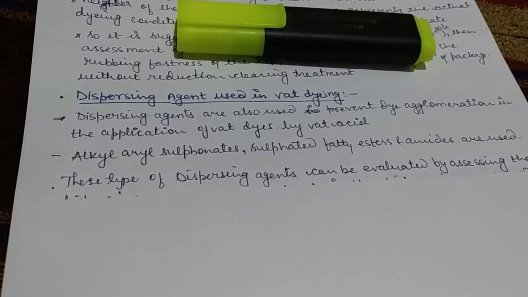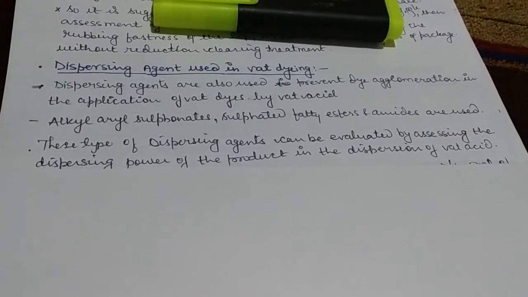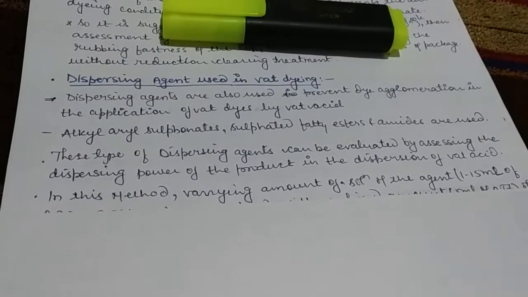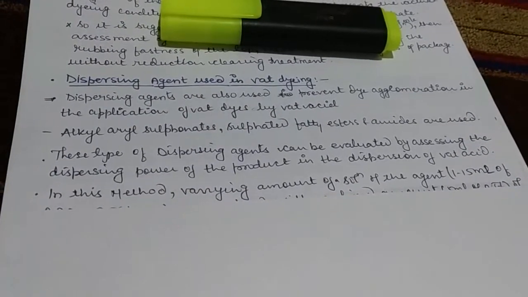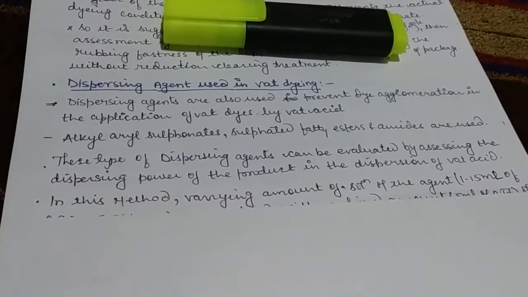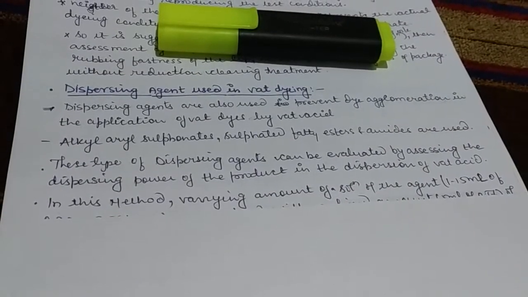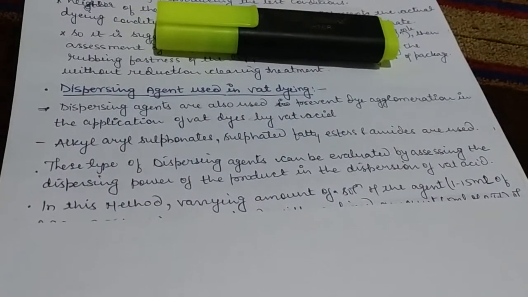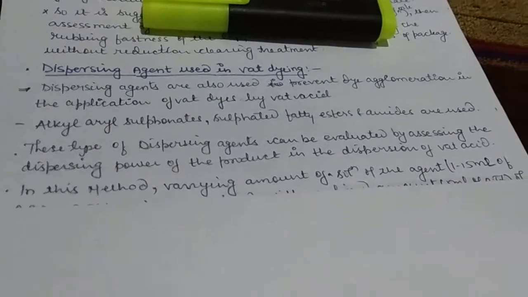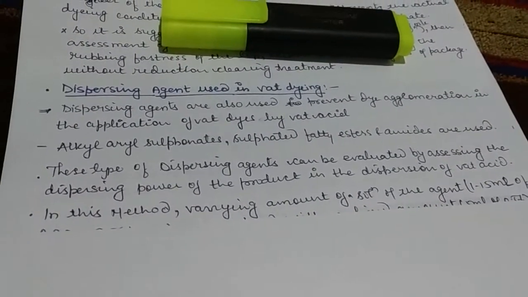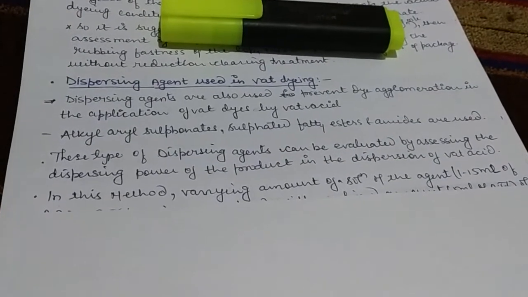These types of dispersing agent can be evaluated by assessing the dispersing power of the product in the dispersion of vat acids, because it is a general thought of any researcher or any technocrat that the testing of material should be in the same condition as possible. Same condition means the testing of any substance in the same condition as its application in end use during its evaluation or characterization of any performance.